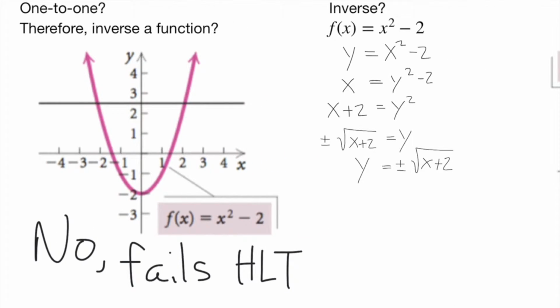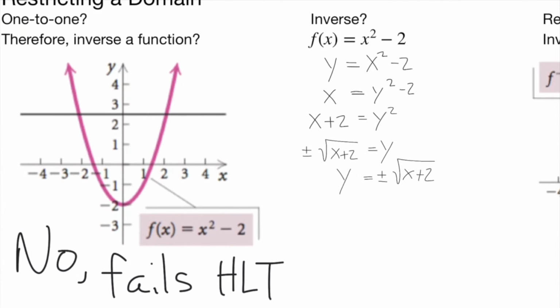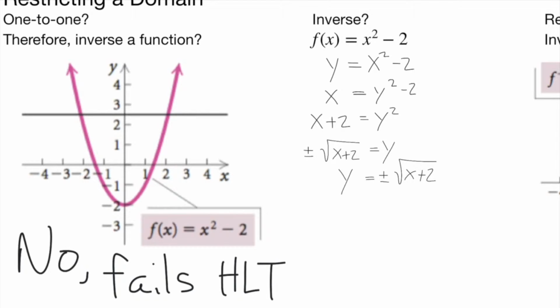But what would happen if we were to interchange the variables? You can see this is y equals x squared minus 2. You switch them up and you get x equals y squared minus 2. And then you can solve for y, and when you take the square root of both sides, you get y is equal to plus or minus the square root of x plus 2. And there is the inverse relation.